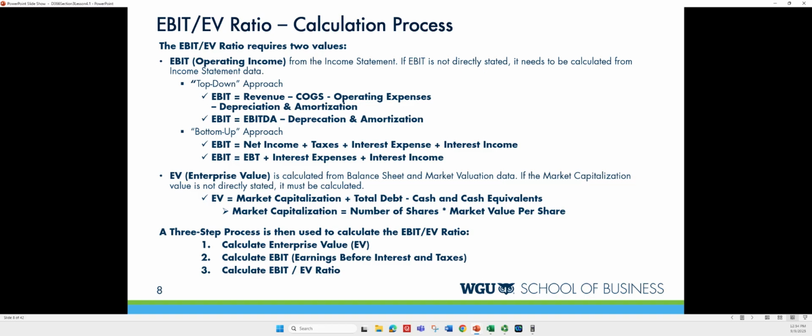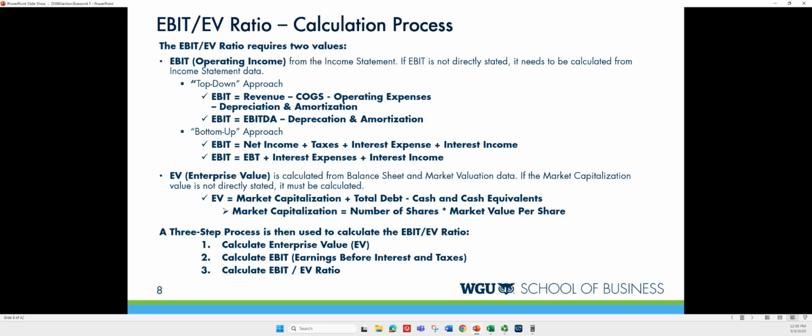So the top-down approach means we start with revenue at the top of the income statement and we will be working our way down through the expense structure. So if we're working top-down and we have to start with revenue, it would be revenue minus cost of goods sold, minus operating expenses, and then minus depreciation and amortization.